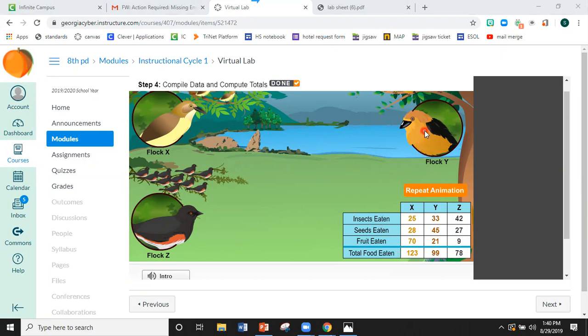Flock Y, on the other hand, over here, they were in the middle for bugs. They ate the most seeds, and they were kind of in the middle for fruit. So flock Z ate the most bugs. But overall, they ate the least amount of food. Look, they barely got any fruit.